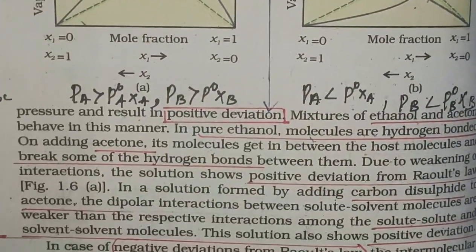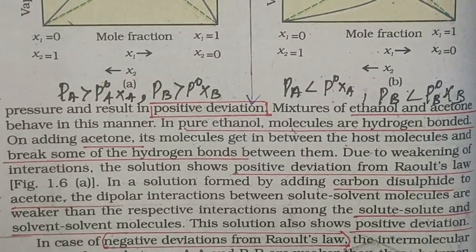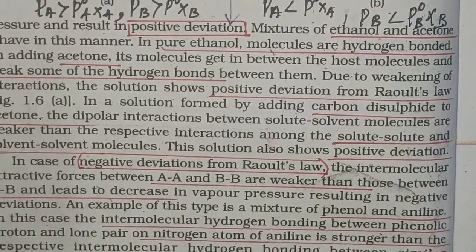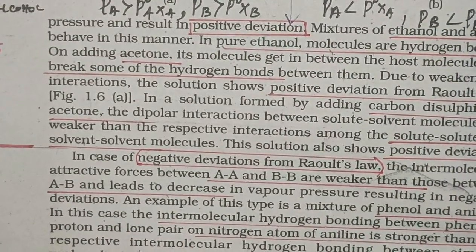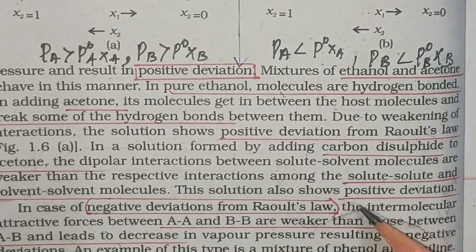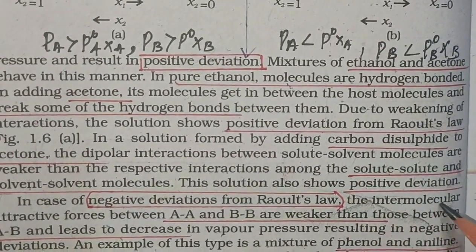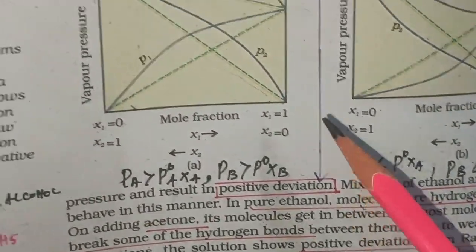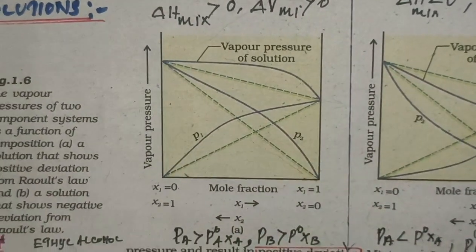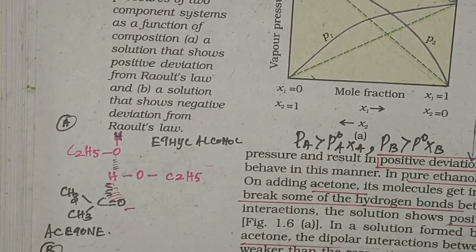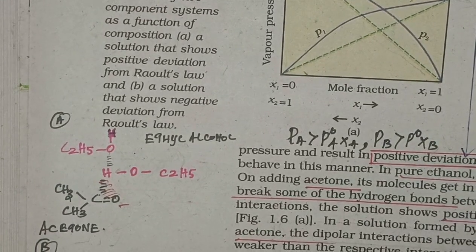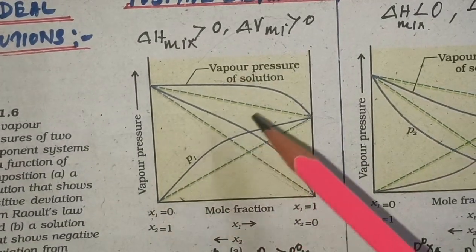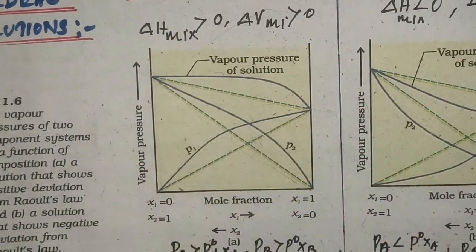The similar case is also explained for adding carbon disulfide to acetone. Similarly, as a positive deviation example, carbon disulfide with acetone: the dipole interaction between the solute and the solvent molecules weakens the respective interactions among the solute and the solvent, and the solution shows positive deviation. The solution shows positive deviation as the attraction between the molecules, component A and B, decreases due to mixing. The molecules are easily evaporable due to the lesser interaction, and it shows positive deviation, that is, a higher vapor pressure than the expected one.